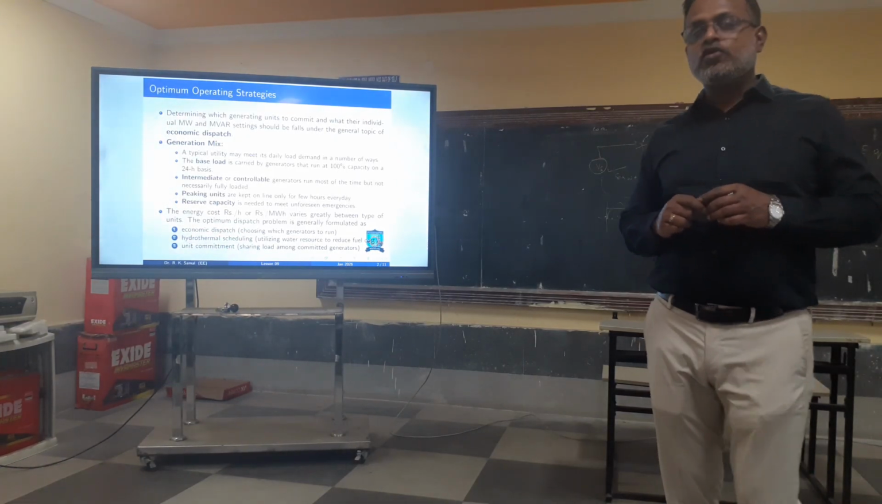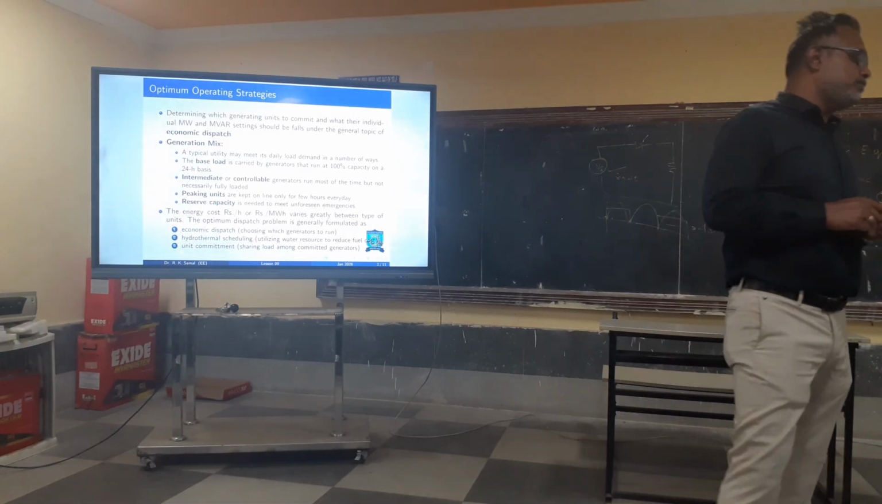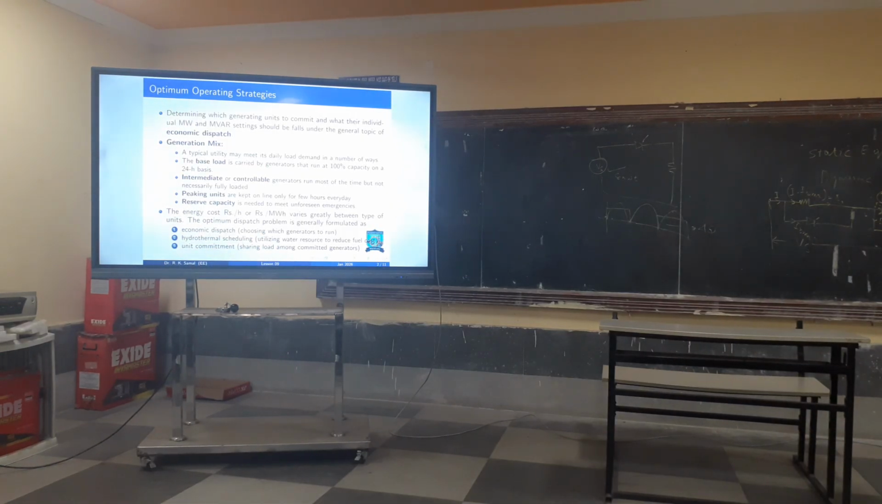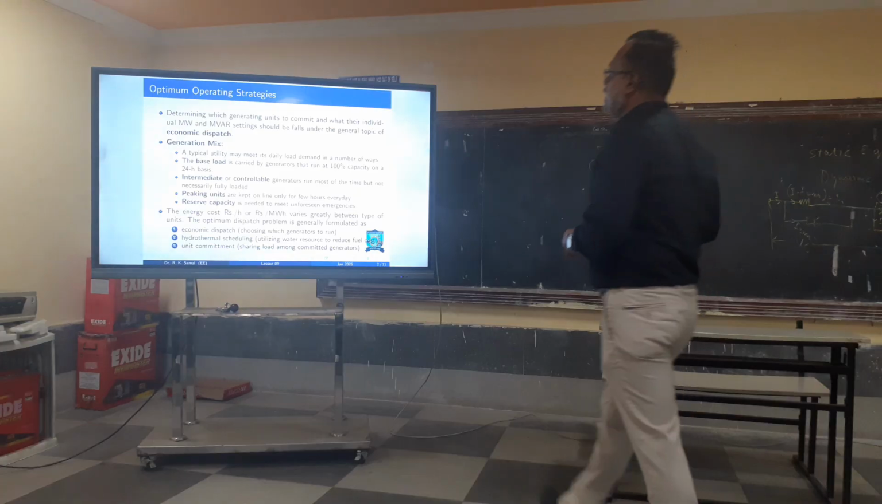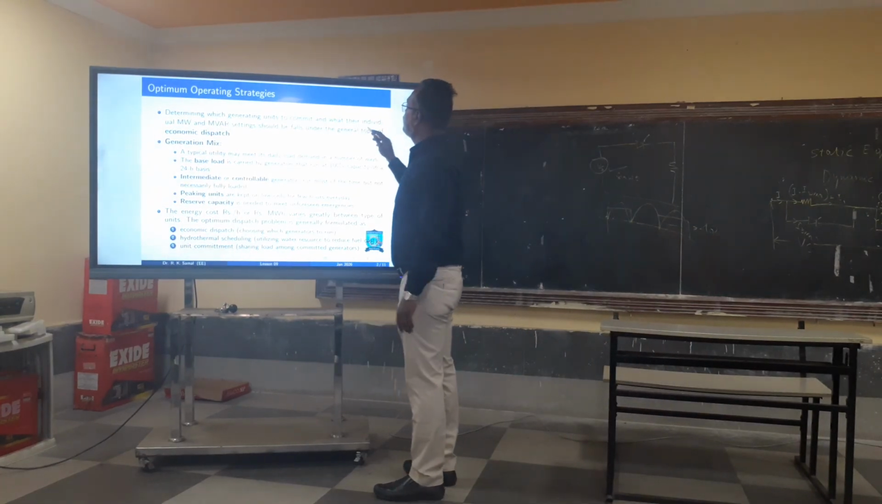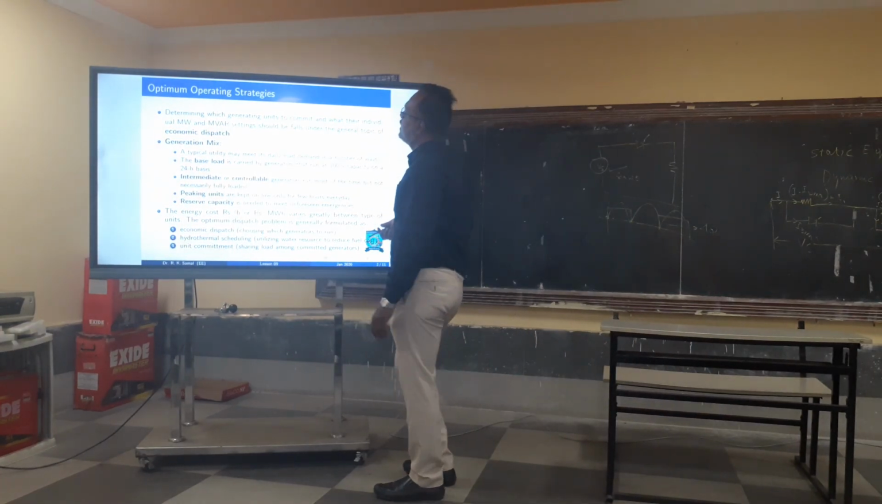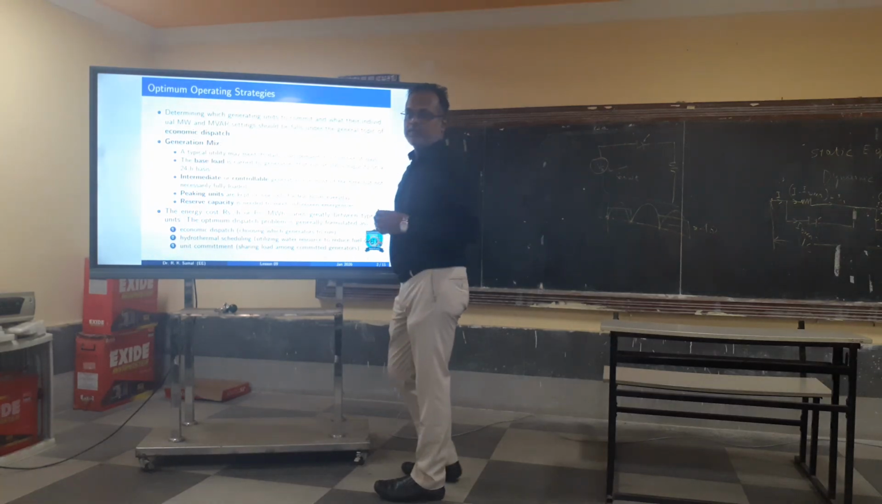Okay, and also include hydroelectric power so that it offsets the requirement of the coal depending on the availability of the water. So determining which energy units to commit and what their individual megawatt rating should be falls under the general topic of economic dispatch.